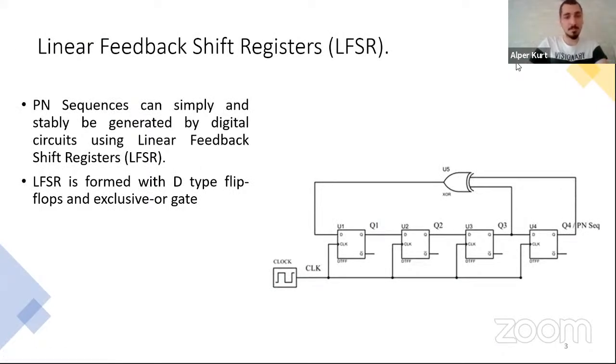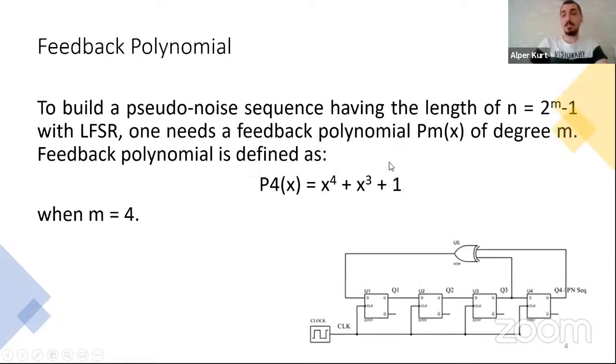PN sequences can simply be generated by digital circuits using linear feedback shift registers, in other words, LFSR. These LFSRs are formed with D-type flip-flops and an exclusive OR gate, as you can see here. The feedback mechanism of this LFSR is determined by the feedback polynomial. This is the feedback polynomial for a 4-bit PN sequence generator, in other words, m is equal to 4.